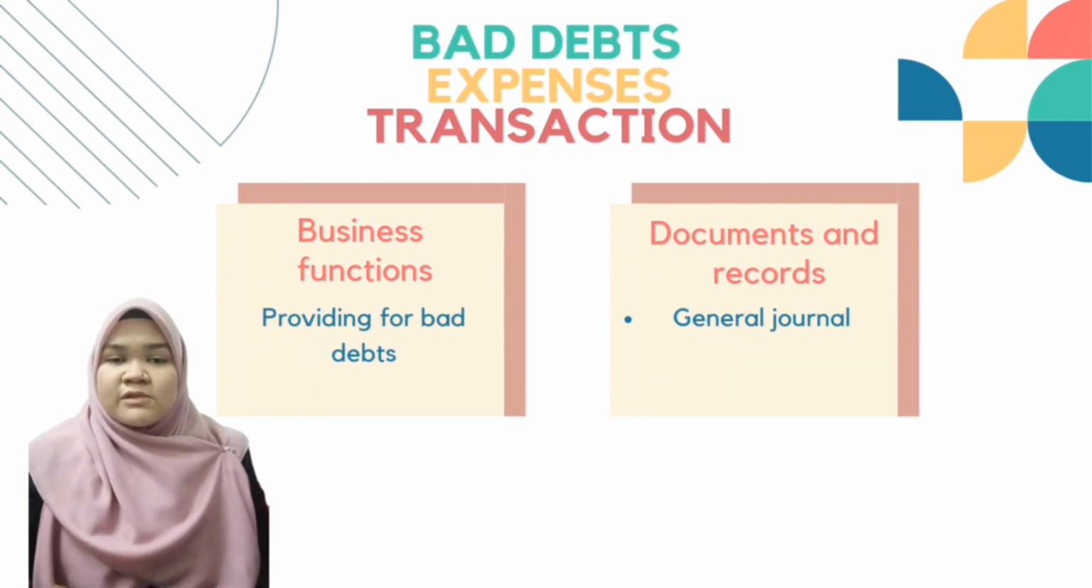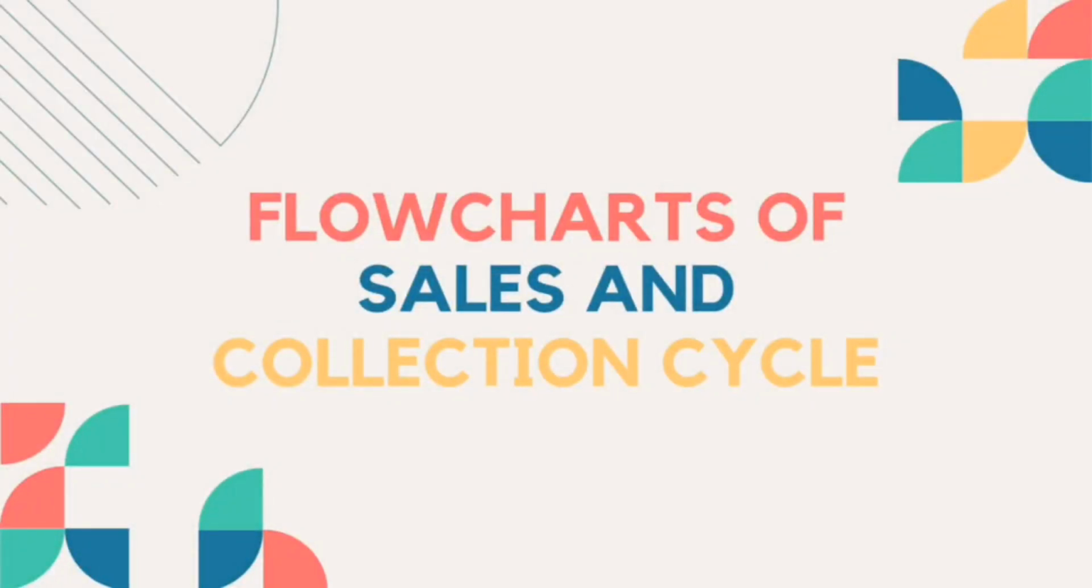And lastly, we will be moving on to the bad debts expense transaction. Its business function is providing for bad debts, and the document and record related is the general journal. Flowcharts of the sales and collection cycle.